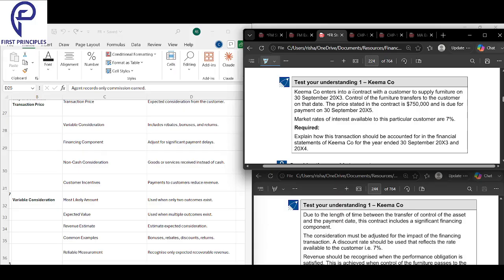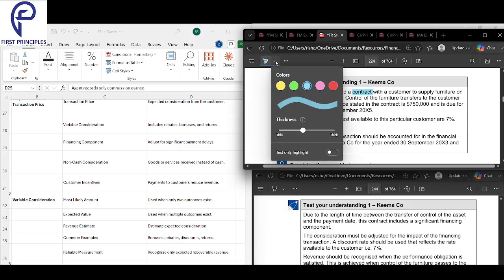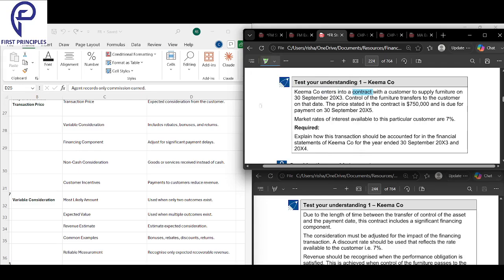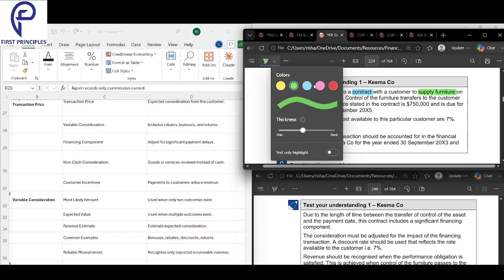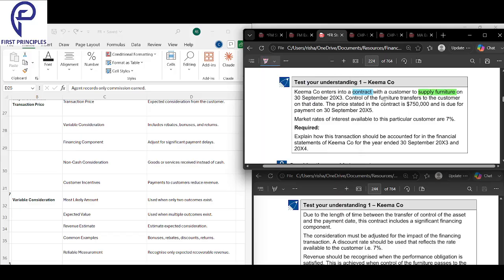So, there is a contract. Step 1, there is a contract. Step 2, performance obligations. What are the performance obligations? Supply the furniture. Step 3, determine the transaction price. 750,000 is the transaction price. Step 4, allocate the transaction price to the performance obligation. There's only one performance obligation, that is the furniture. So there's only one, no need to allocate. And fifth, recognize revenue once the performance obligation has been satisfied. Okay. So that is pretty much it.